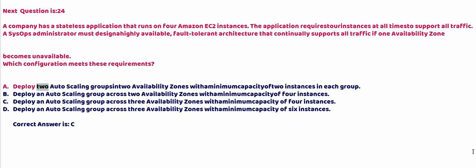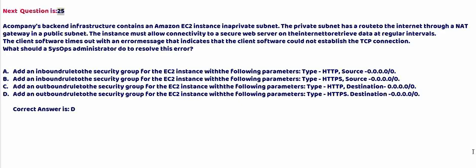A. Deploy 2 Auto Scaling groups in 2 Availability Zones with a minimum capacity of 2 instances in each group. B. Deploy an Auto Scaling group across 2 Availability Zones with a minimum capacity of 4 instances. C. Deploy an Auto Scaling group across 3 Availability Zones with a minimum capacity of 4 instances. D. Deploy an Auto Scaling group across 3 Availability Zones with a minimum capacity of 6 instances. Correct answer is C.